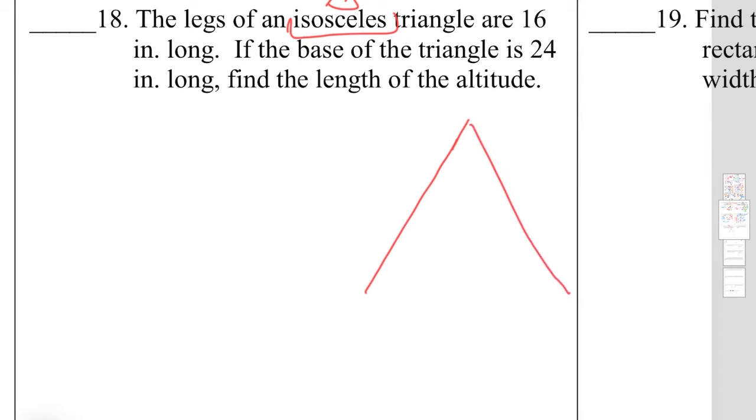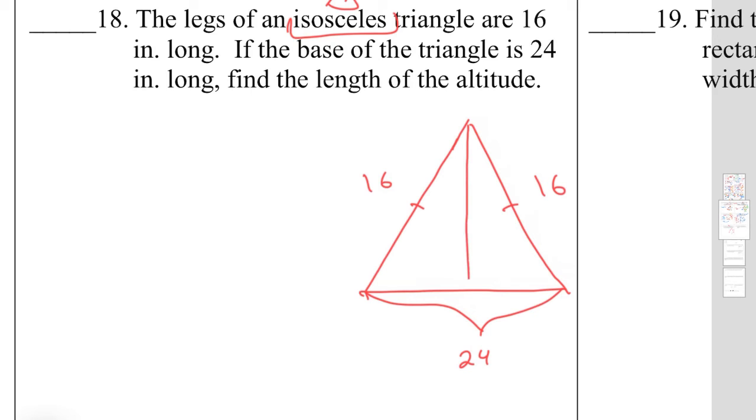with the sides being 16 inches, and the base of the triangle being 24. And it wants us to find the length of the altitude. So once again, the length of the altitude is going to go from the vertex to the base, perpendicular to the base.